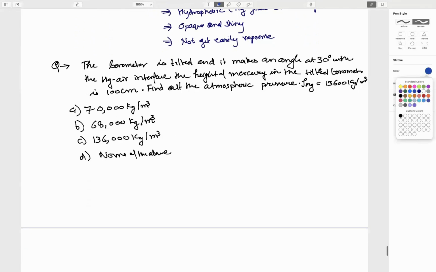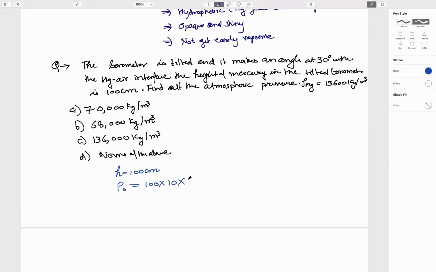The barometer is tilted at an angle with the mercury-air interface. The height of the mercury in the tilted barometer is 100 centimeter. We know the height, so what's the difficulty in this question? There is no difficulty. The height is 100 centimeter, that is given. How does it matter if it is tilted or not? We know the height of the barometer, that's it. So P naught comes out to be 100 into 10 into the density of mercury, 13600, and this is 100 centimeter into 10 to the minus 2.